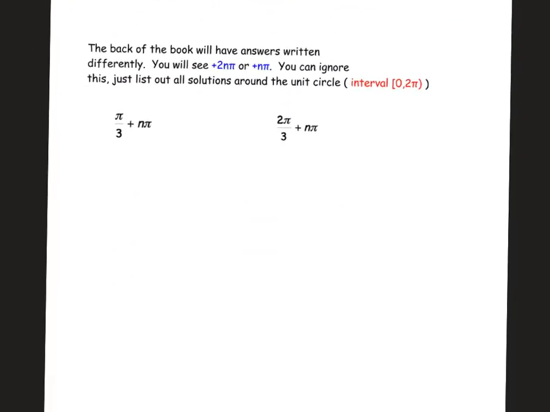Now I just wanted to show you real quick what the back of the book is going to do. They do this really weird thing where they only give a few solutions and then they add on like an n pi or a 2n pi. Don't do that. You don't need to worry about how the back of the book does it. Just do it the way that I'm showing you. But just so you know, when you check your answers in the back of the book, you're going to see weird things like that.